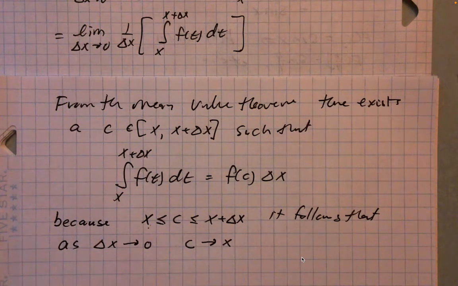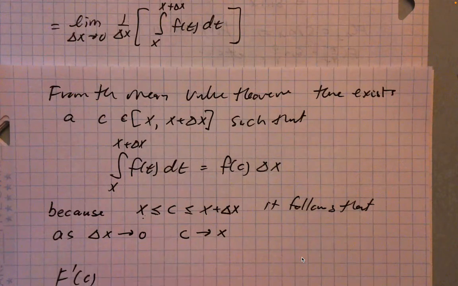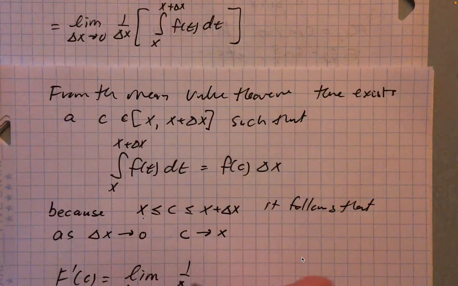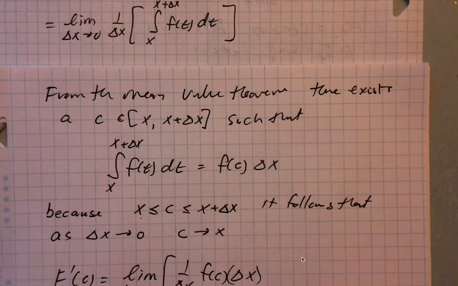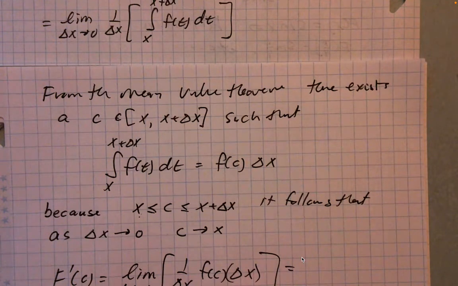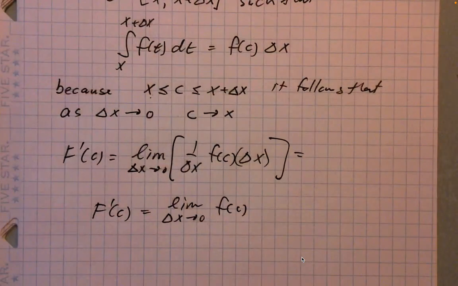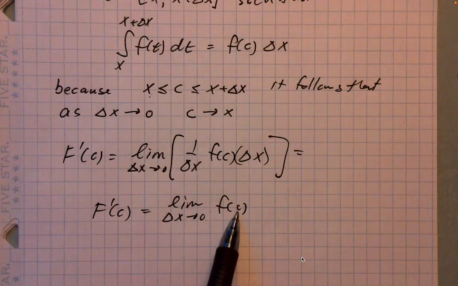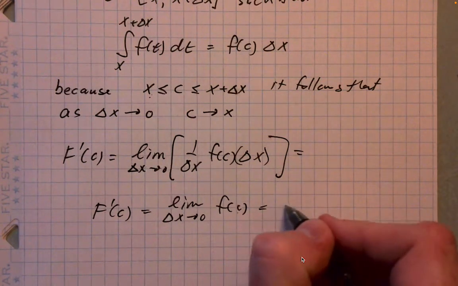Okay, and so if that's the case, then everything kind of falls out of this, right? So f prime of c will be equal to the limit as delta x goes to 0 of 1 over delta x times f of c times delta x. And that's going to imply that f prime of c is equal to the limit as delta x goes to 0 of f of c. Right, so these delta x's just cancel out. And so what happens is what we just said, right? As delta x goes to 0, f of c goes to f of x. C is going to be closer and closer to x as delta x gets smaller. So this would be f of x.